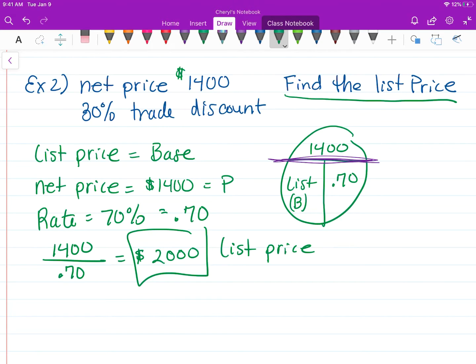Now, if I was doing this calculation, a way that you can check to make sure your answer makes sense, if I came out with a smaller number than 1,400, I know something went wrong and I didn't set it up right, because the list price should be more than the net price, because remember, the net price is after you take off the discount.